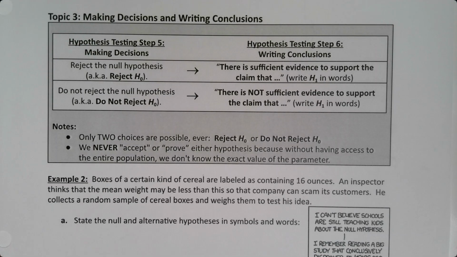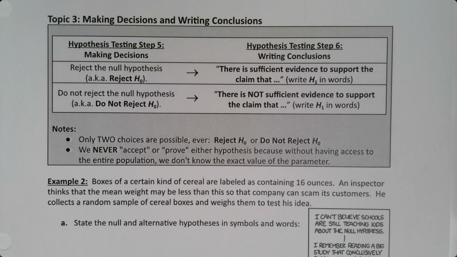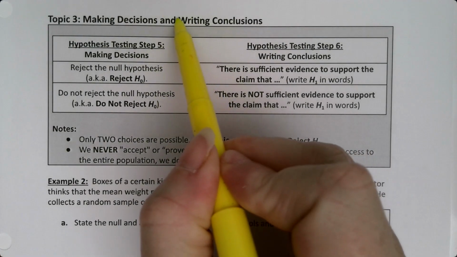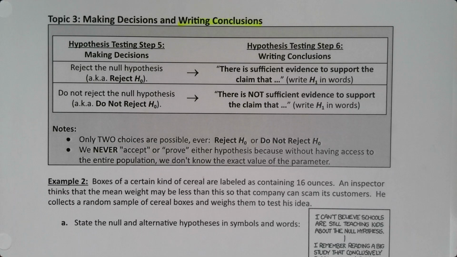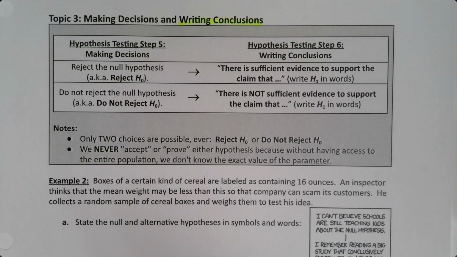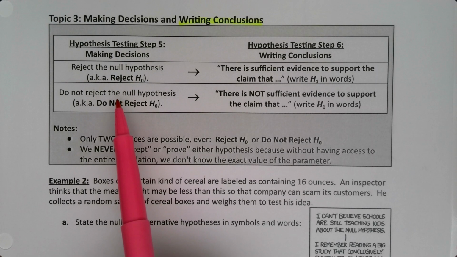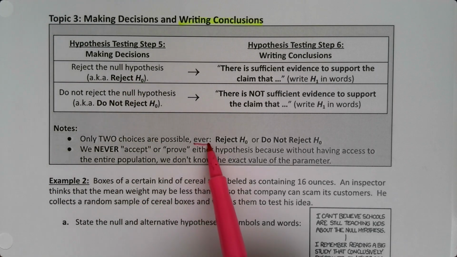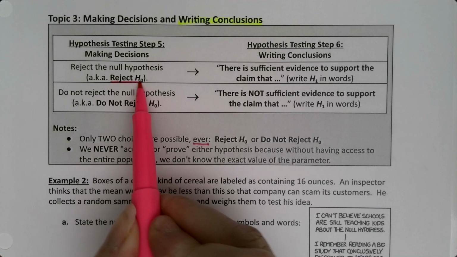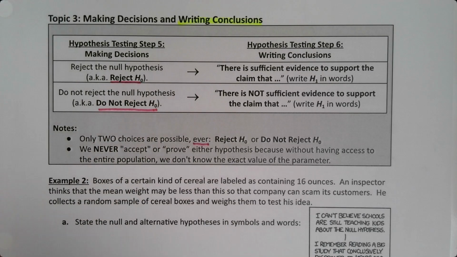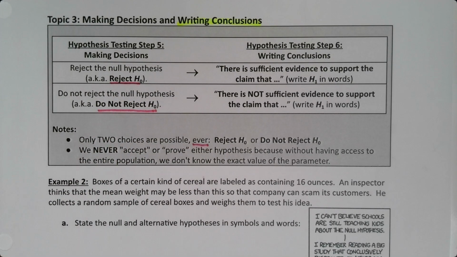For our next topic, we want to talk about making decisions and writing conclusions. In particular, we're going to talk about writing conclusions. So in hypothesis testing, which we're going to be doing in chapter 10 and chapter 11, and if you went on, you'd keep doing it in every chapter from there on out, you have to make a decision in step 5 about rejecting or not rejecting the null hypothesis. Those are the only two decisions we ever get to make: reject the null or do not reject the null. You literally write those letters and everything.